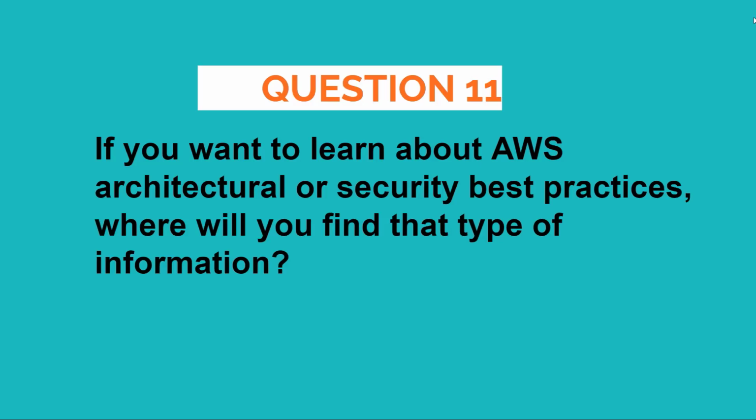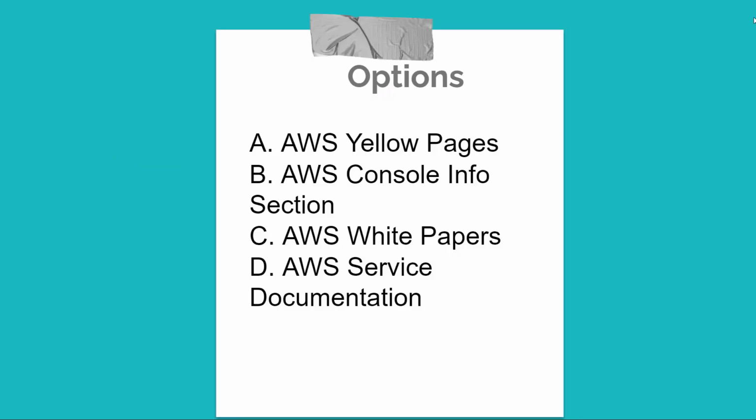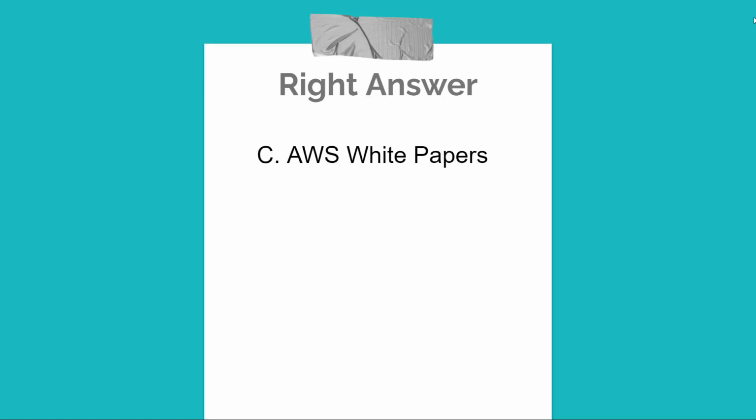Question. If you want to learn about AWS architectural or security best practices, where will you find that type of information? Option. A. AWS Yellow Pages. B. AWS Console Info Section. C. AWS White Papers. D. AWS Service Documentation. Right answer is C.